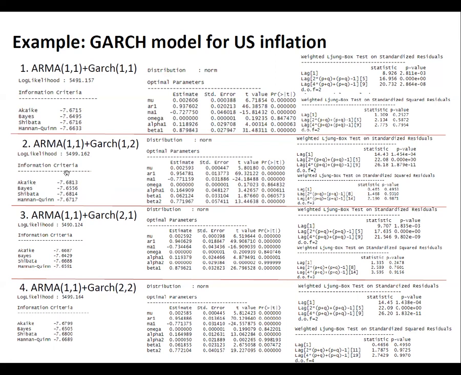Here is the output of the parameters themselves. Mu is the intercept according to ARMA, which is considered as the average value for the analyzed series. AR is the ARMA autoregression coefficient. MA, the ARMA moving average coefficient. Omega is our alpha 0 GARCH parameter.